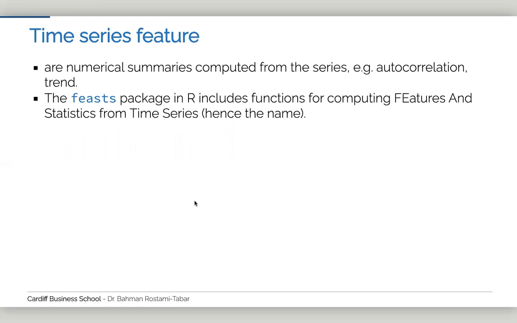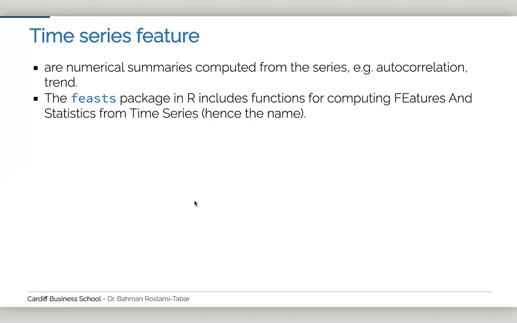So, well, first of all, let's see what we mean by time series features. Time series features are numerical summaries computed from the time series. So we have a time series, and it has a characteristic like a trend, seasonality, autocorrelation, randomness, things like that. Using features, we can represent this characteristic using a single number or value. And that's the idea of time series features.